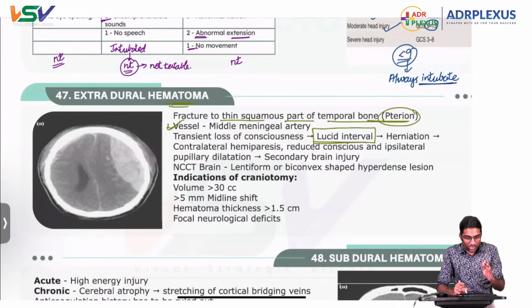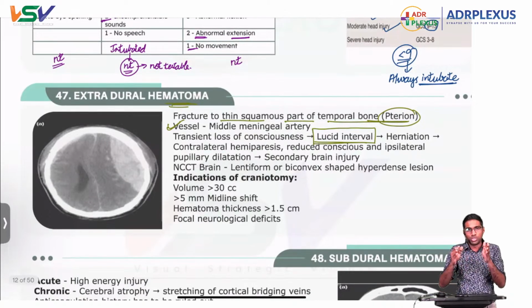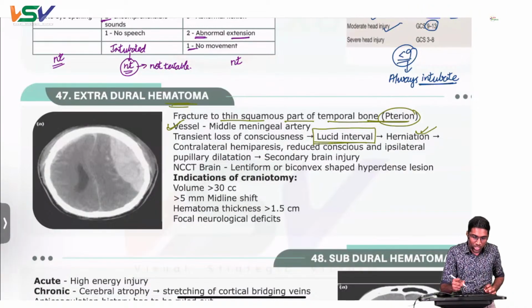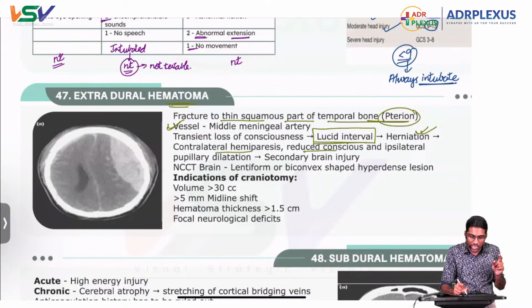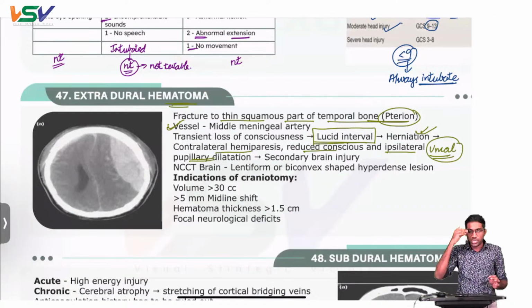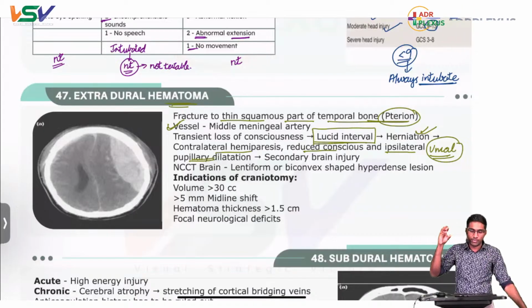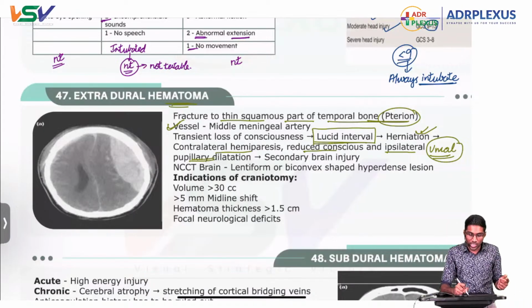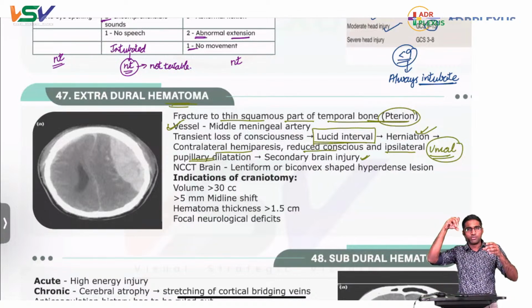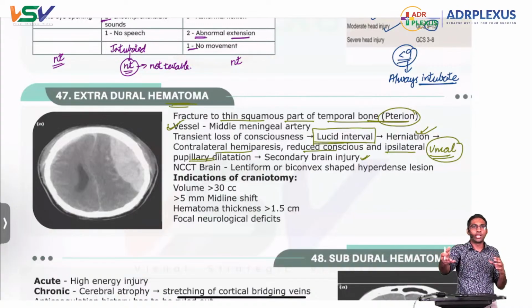Then what happens after that, the hematoma keeps on increasing, the brain parenchyma starts to get compressed, and there is herniation. So there will be contralateral hemiparesis, reduced consciousness and ipsilateral pupillary dilatation. This always means it is an uncal herniation. So ipsilaterally the pupil gets dilated and contralateral hemiparesis is there. So this is secondary brain injury now. Primary brain injury is just the trauma which has led to the bleed, but secondary is when uncal herniation has happened.